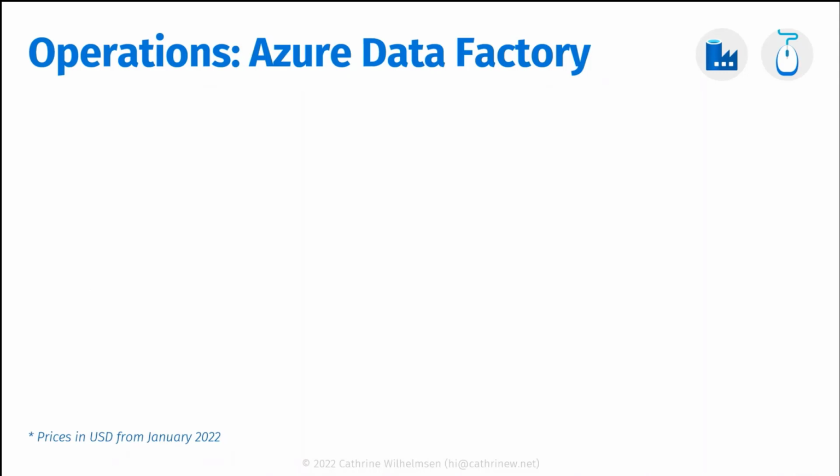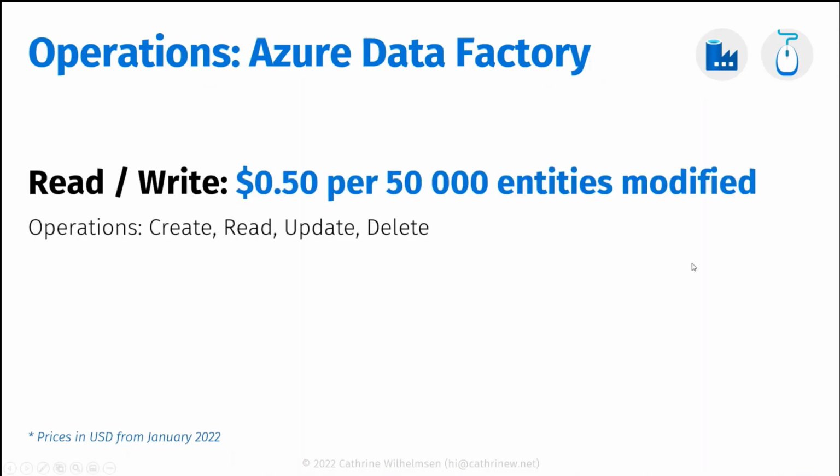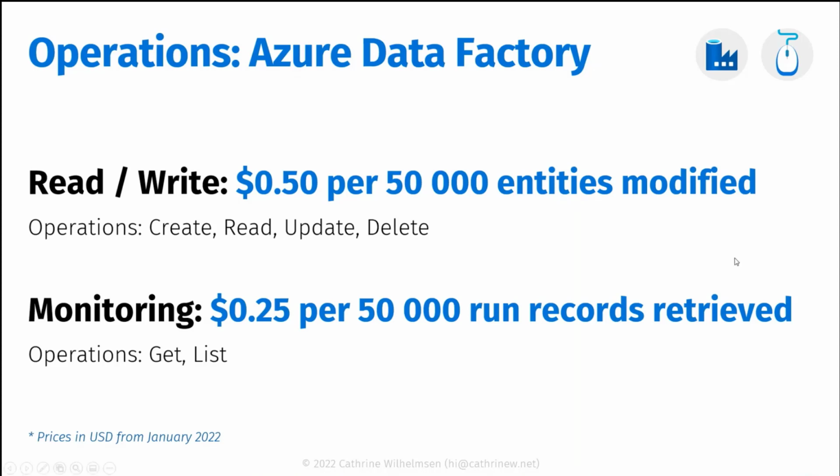So inside of Azure Data Factory, operations are divided into two. The first are all your read and write operations. So once you've created, updated, or deleted entities like pipelines, linked services, and datasets 50,000 times, you're paying 50 cents. The other part is monitoring. So if you're like me and you get kind of impatient and you click on that refresh button to see while things are running or debugging, if you do that 50,000 times, you'll pay 25 cents.